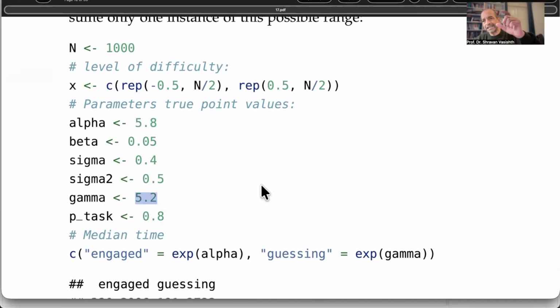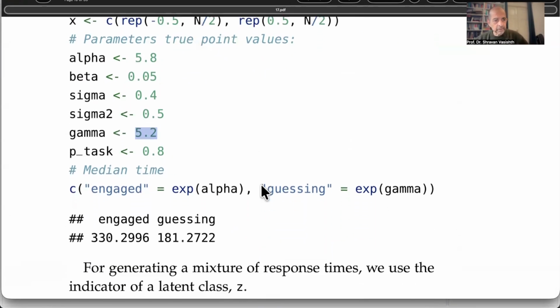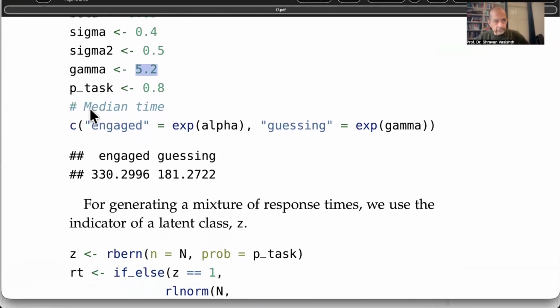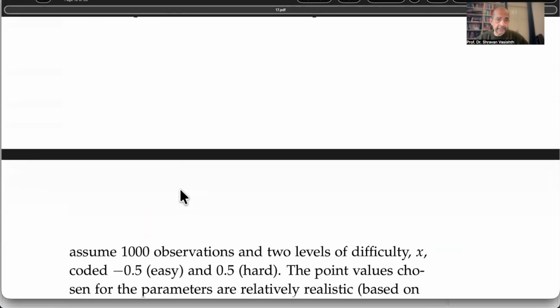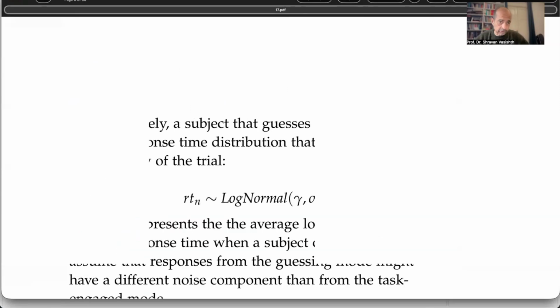That kind of represents the assumption that when you're guessing, you tend to be faster. So if you compare the alpha and gamma, you'll see that the guessing mode has a much faster average reading time, right? Reflecting that picture that I showed you earlier.